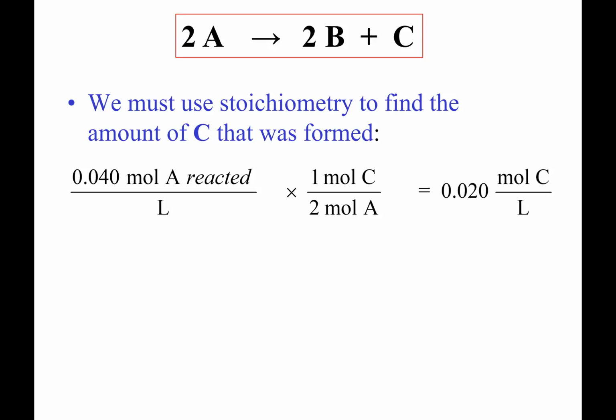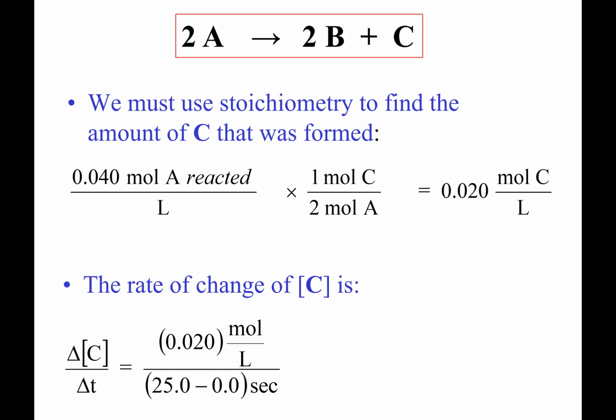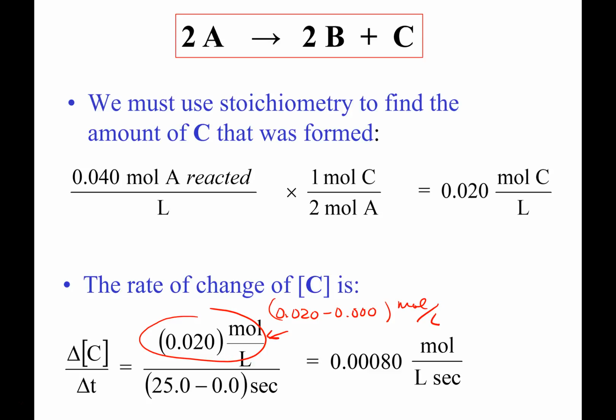Kind of Chem 1. So if the initial was 0 and that's the final, it's almost like, I don't like how I have this. So to me, instead of going right to that amount, it should be final minus initial, it should be 0.020 minus 0.000 moles per liter, which is 0.0200. And again, the time interval, 25.0 minus 0.0 seconds. Allowing ourselves 2 significant figures, the rate of change of C over that same time interval is positive 0.00080 moles per liter per second.